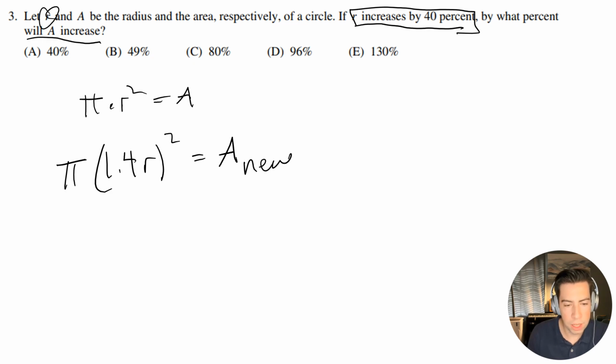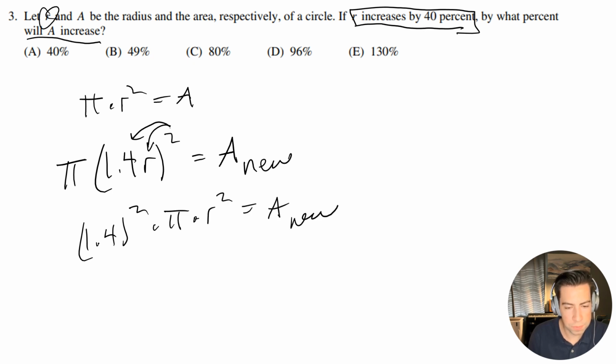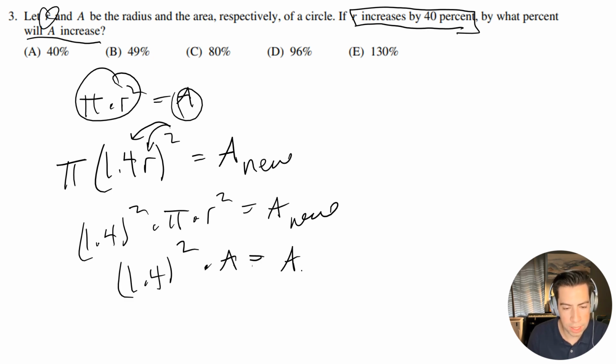Okay, so now I can go ahead and square both the 1.4 and the R, so I will be left with 1.4 squared times pi times R squared equals A nu. Now, we already know that pi R squared is equal to A, so I'll just plug that in. I'll have 1.4 squared times A equals A nu. All right, so now I want to figure out how A is related to A nu. Well, if I square the 1.4, I'm going to get 1.96 times A equals this new area.